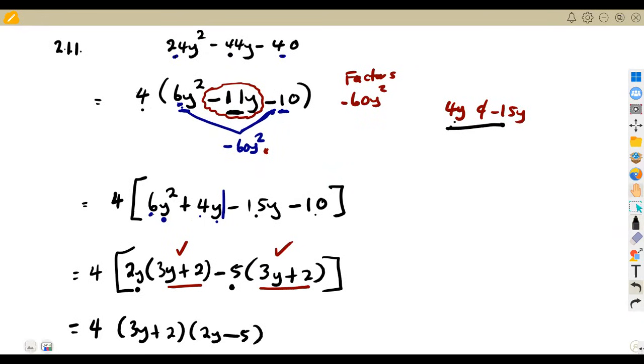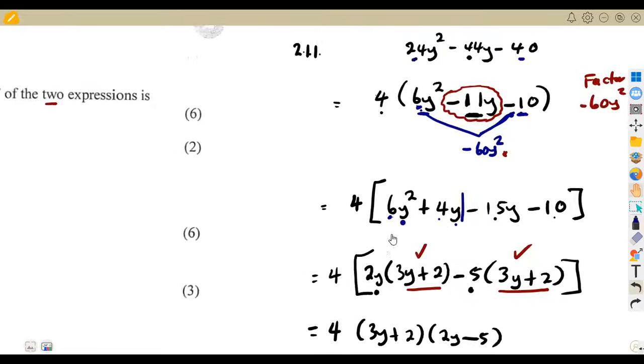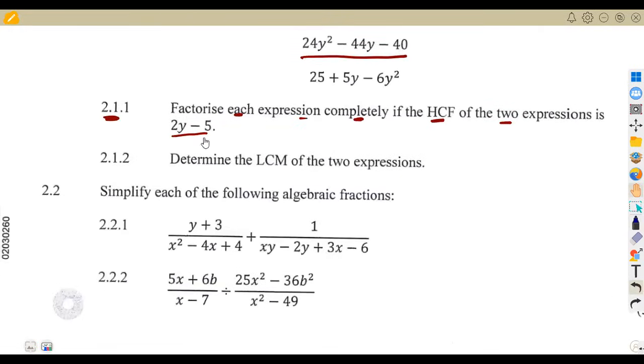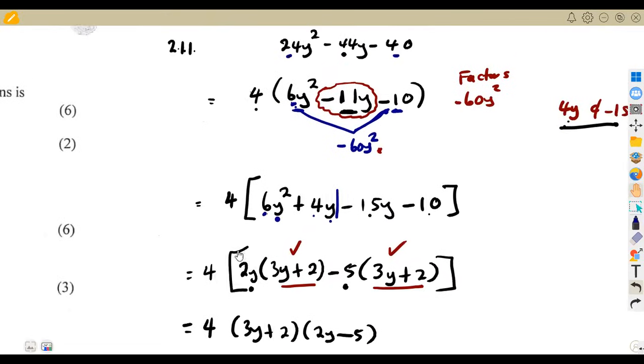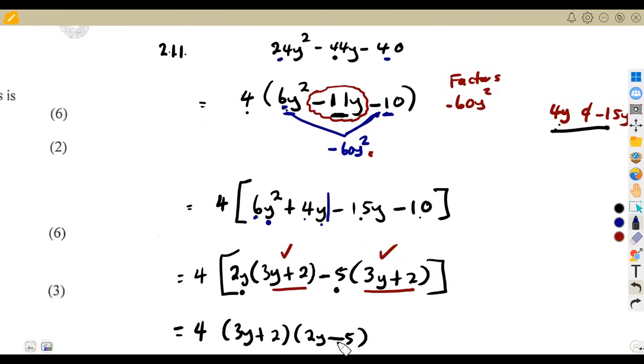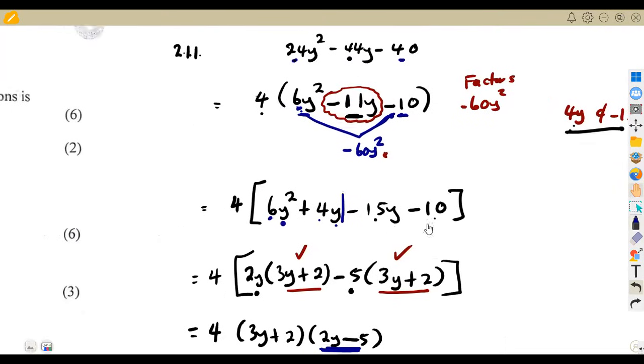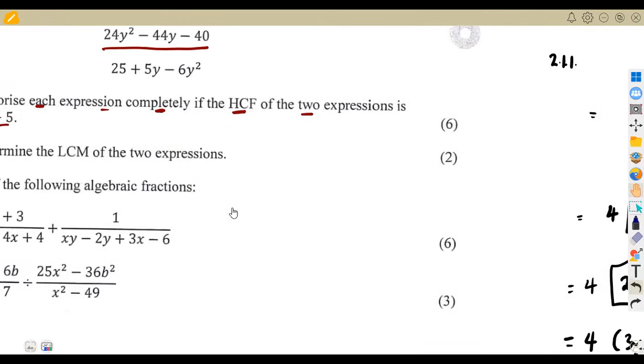As we can check, the 2y minus 5, if it is the highest common factor, it means we must have it on this part, because we are told that the 2y minus 5 is the highest common factor. So if it is the highest common factor, we are supposed to have it here. We can see that 2y minus 5 is appearing on this term. All right, so that is another part.